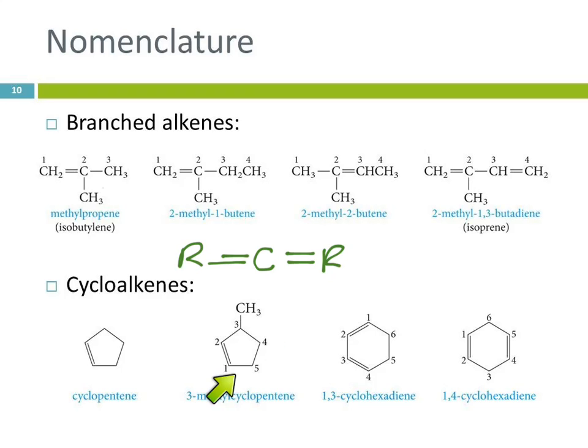Here we've got cyclopentene. The double bond gets numbered first, and then the methyl group gets the second priority. Generally, as we learn about these things, the newest thing is higher in priority than the older things that we've learned. That's usually the order that they present the different functional groups.